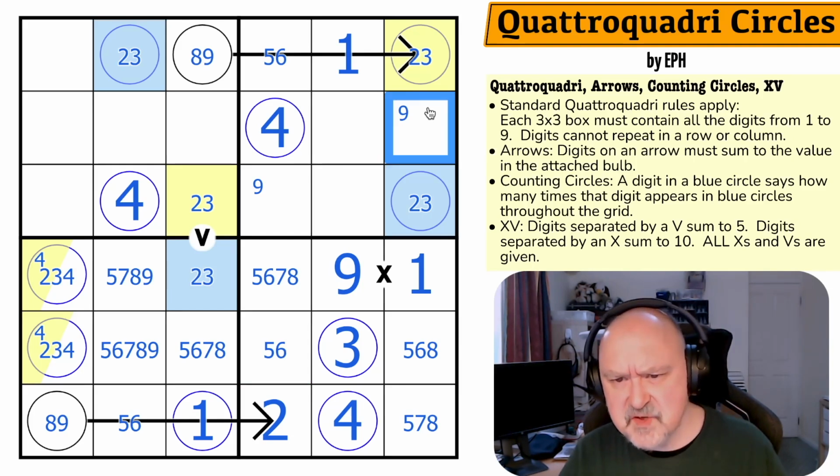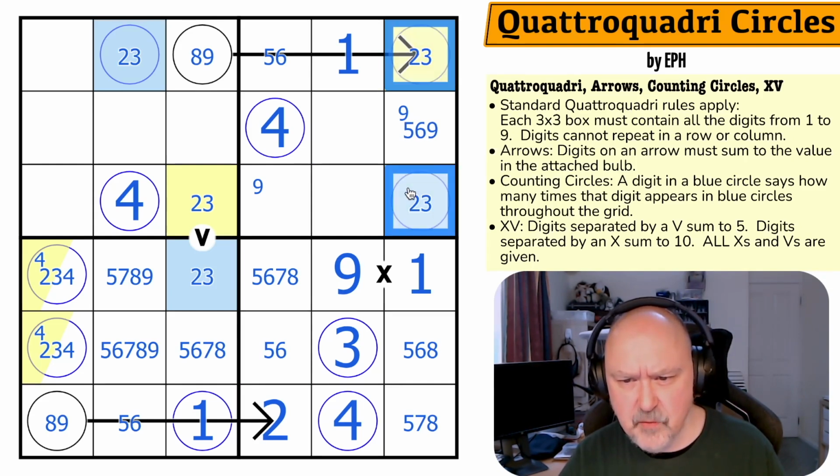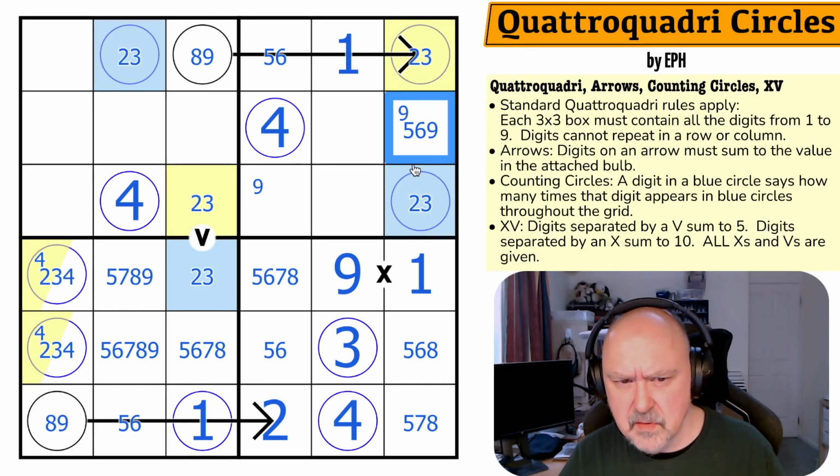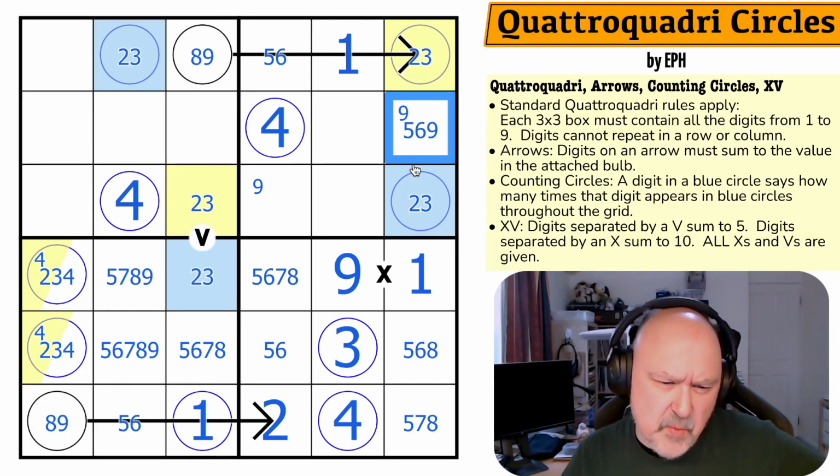So this is between 2 and 3. Now, so this can't be 1, 2, 3, 4. It could be 5. It could be 6. It can't be 7 or 8. It could be 9. It can't be 7 or 8 because it would form an X with one of those two. But I don't have that anywhere else.